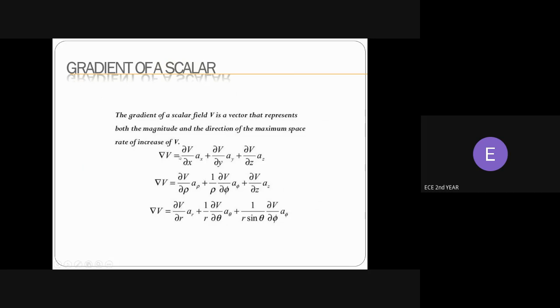So what is the difference between the previous formula and this formula? One value is added, that is nothing but V, both in the left hand side and in the right hand side. This is for Cartesian, this is for cylindrical, and this is for spherical. If you see, in each term V is added in the right hand side, and similarly in the left hand side V is also given here. If you take the gradient of V, that will give you a vector, which will have magnitude and direction.